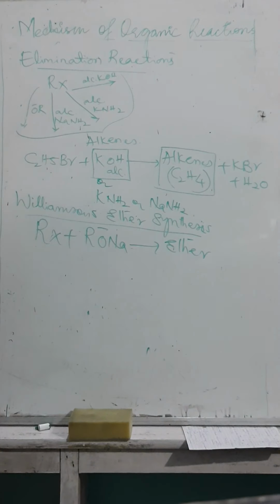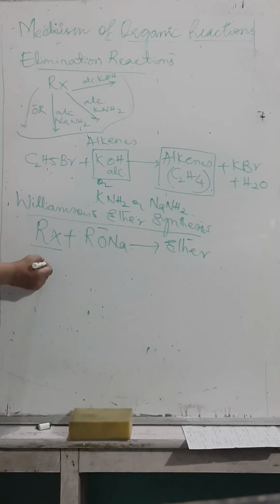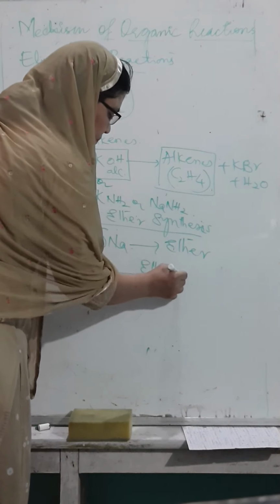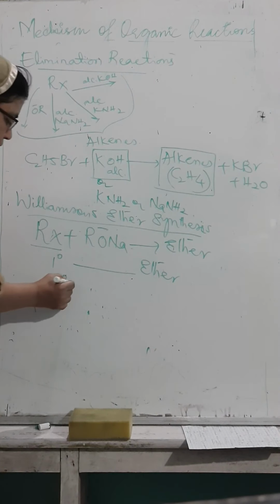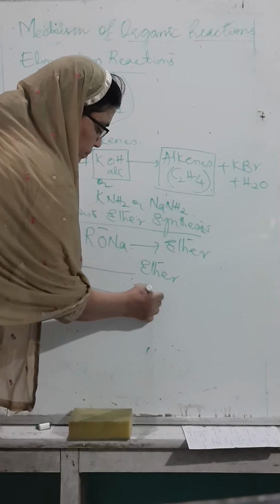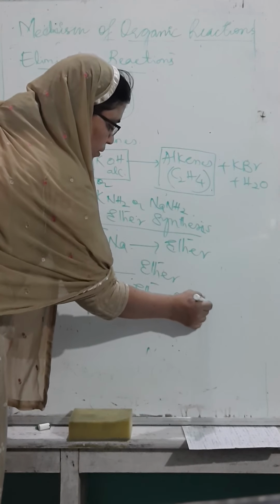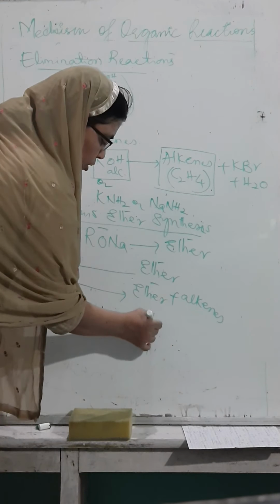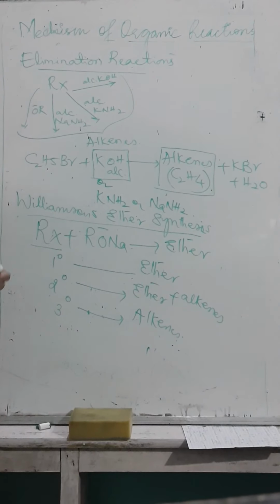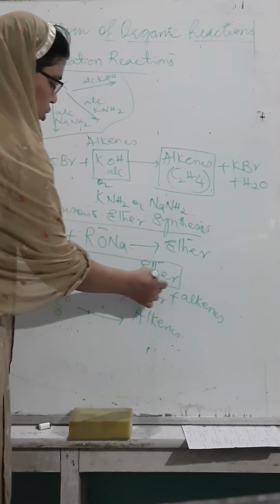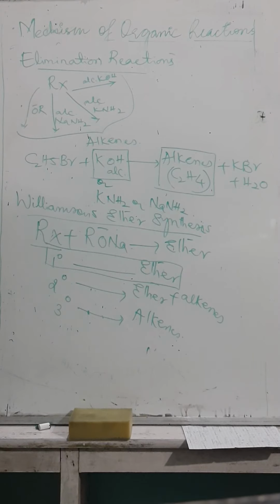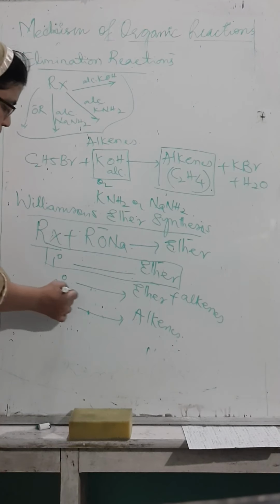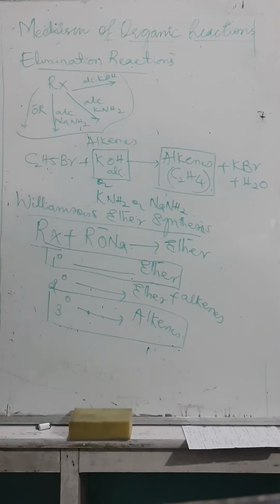But not all the time. Why? If the alkyl halide is primary, the product is ether. If the alkyl halide is secondary, the product is ether plus alkene. If the alkyl halide is tertiary, the product is alkene. This reaction is called nucleophilic substitution. Here substitution and elimination both take place, but tertiary alkyl halide will undergo elimination reaction.